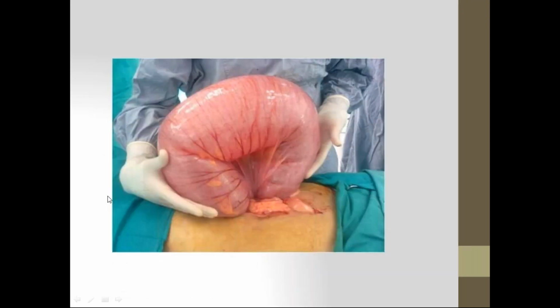So this is the typical picture of a volvulus. If you take a look clearly, it shows an inflated, tire-like appearance, with ballooning and stretching of the vessels involved. If not repaired in the early stages, it could lead to strangulation and then gangrene of the bowel.